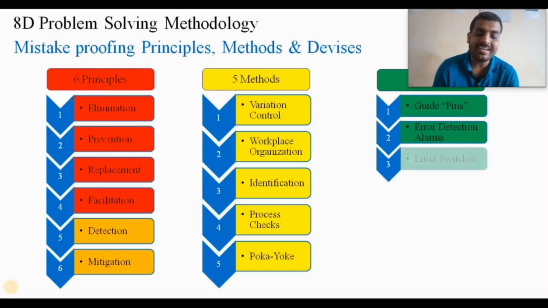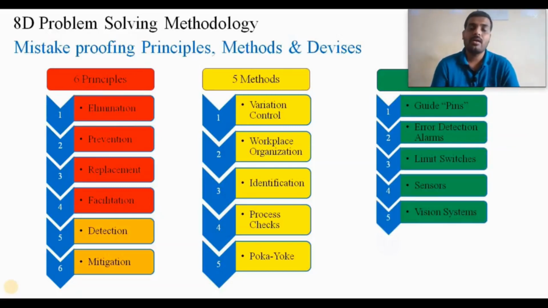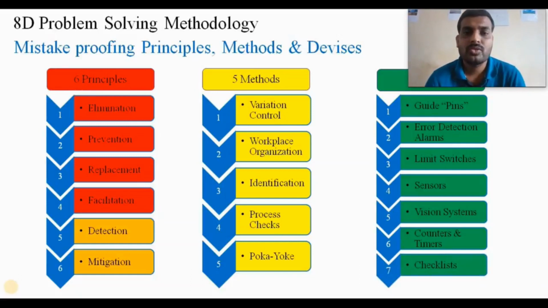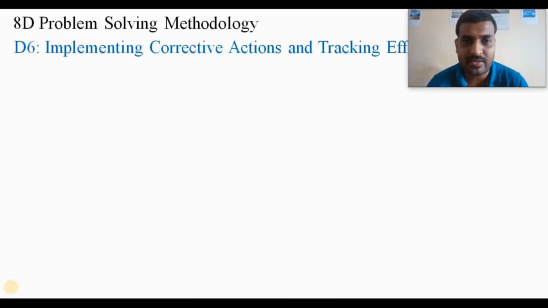I have added this mistake proofing slide just to trigger you to think about mistake proofing methodologies. With this, we will now move to the next phase of the 8D, that is D6. It is nothing but implementing corrective actions and tracking their effectiveness.